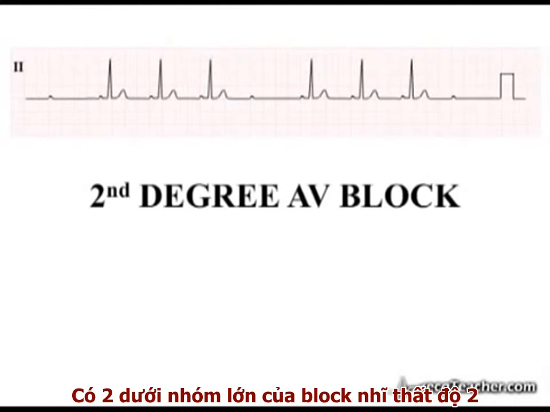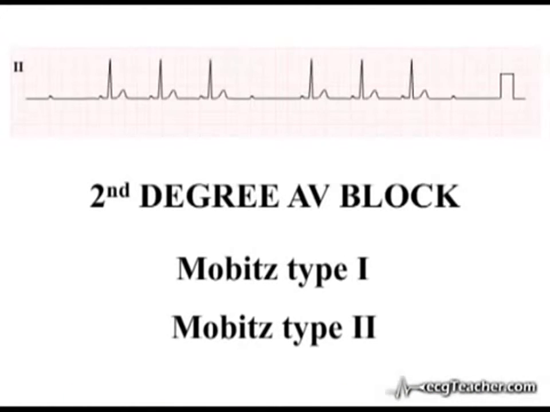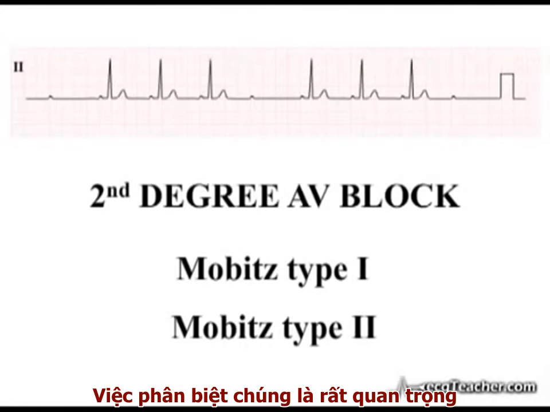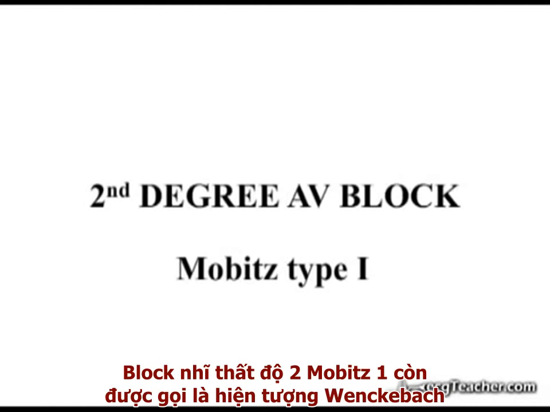There are 2 major subdivisions of second degree AV block, Mobitz type 1 and Mobitz type 2. The distinction is important as they are associated with very different outcomes for the affected patient. Mobitz type 1 second degree AV block is the so-called Wenckebach phenomenon.